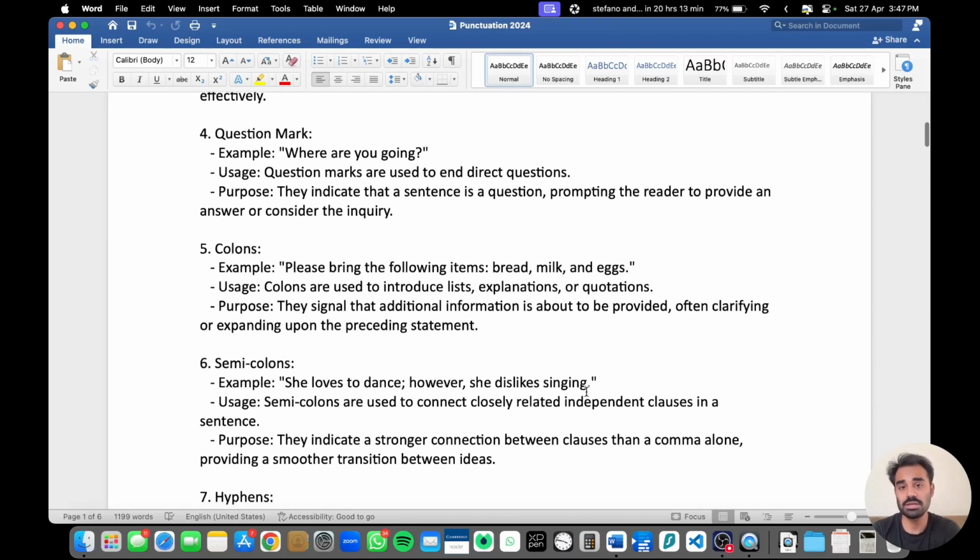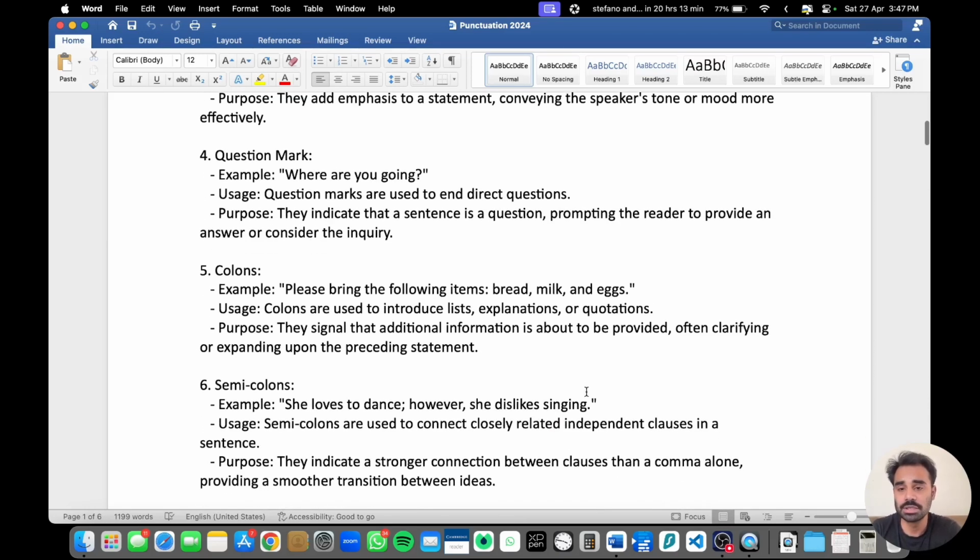Okay, now the second one is going to be the question mark, number 4. So, interrogative sentences, right? The sentence type, interrogative sentence. Where are you going? Very simple. So the question marks are used to end direct questions. They indicate that a sentence is a question, prompting the reader to provide an answer to consider the inquiry, interrogation, question, many different words.